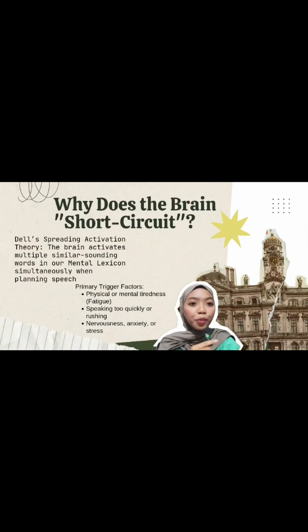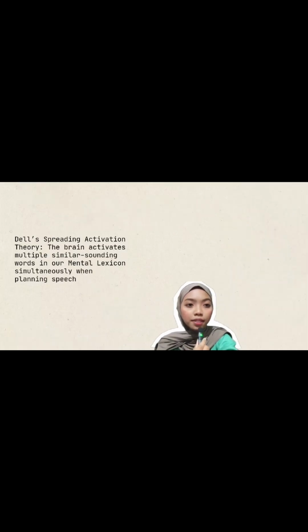So, why does our brain short circuit like this? According to Gary Dell's brain activation theory, humans have an internal vocabulary database called the mental lexicon. When we want to speak, our brains activate a network of similar words all at once. Normally, the brain filters out the wrong ones. However, if we are fatigued, rushing our words, or feeling anxious in front of a crowd, our cognitive control weakens. As a result, the wrong word or a similar sound accidentally slips through the filter.